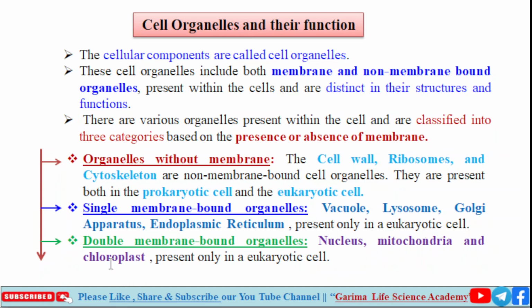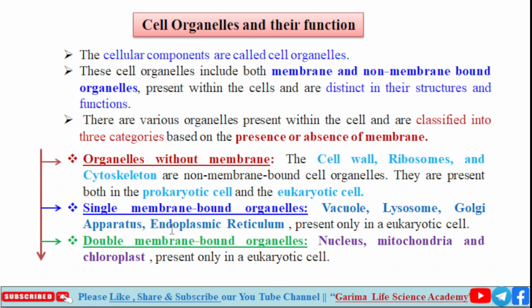And the third is double membrane bound organelle. Examples are nucleus, mitochondria and chloroplast. These are also present in eukaryotic cells only, not in prokaryotic cells.